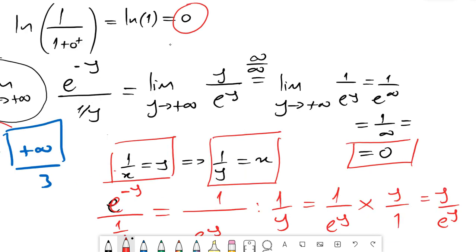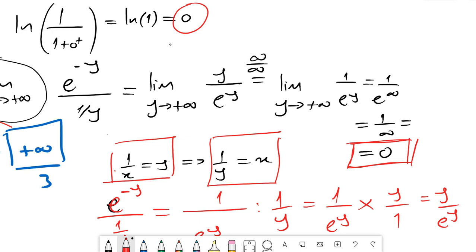Here we can use Cauchy. We take the derivative, right? Derivative of y is 1. The derivative here is e to the power of y. So that will be 1 dividing e to the plus infinity, 1 dividing infinity, that will be 0. Okay. I think it is continuous, right?